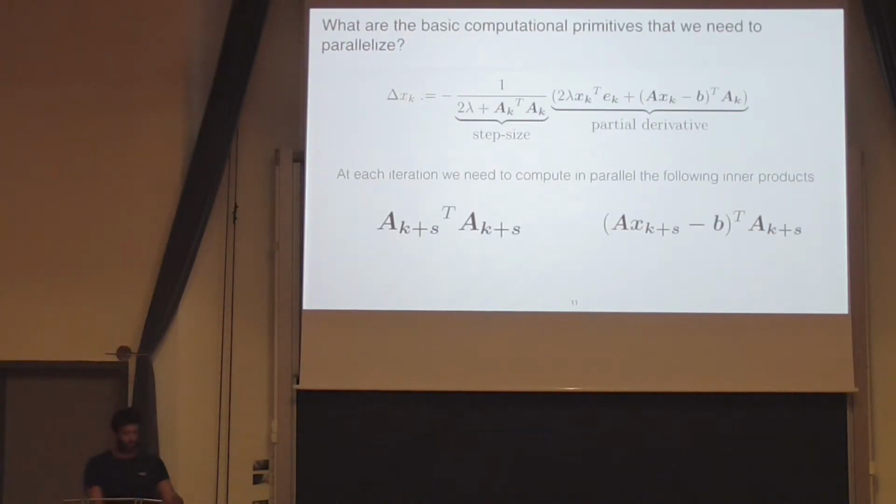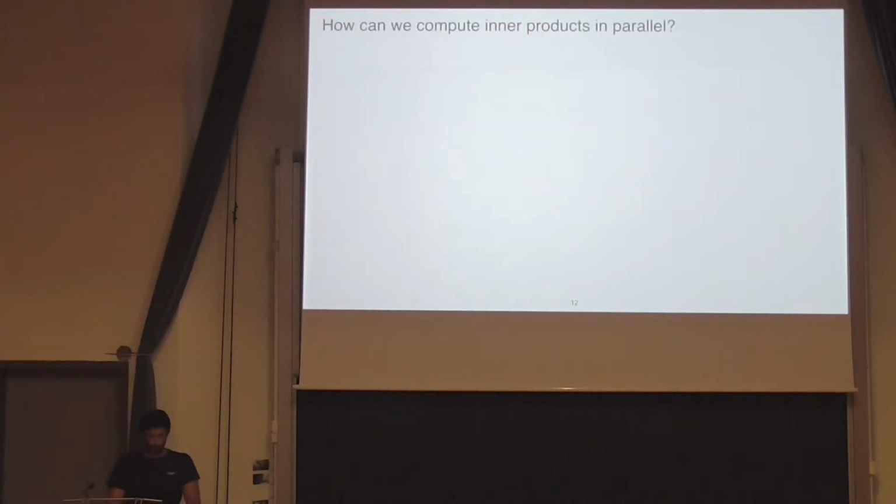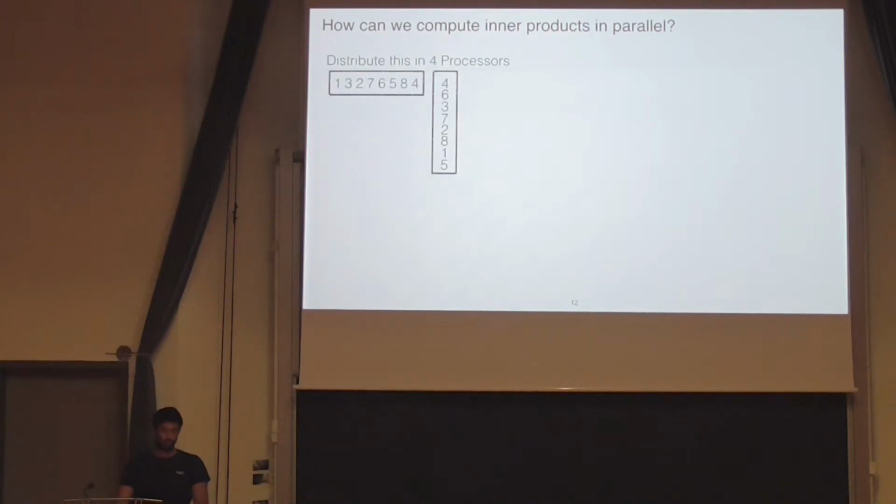So as I said, when we look at the formula, we have two major kernels here, which are two inner products. The first one is for the step size, which is an inner product of a chosen column with itself. And the other one is essentially the partial derivative computation, which also relies on a simple inner product. Okay, so how would you maybe implement this in parallel? One way to do this is, let's say we want to perform this inner product, to distribute the data to, let's say, 4 processors.